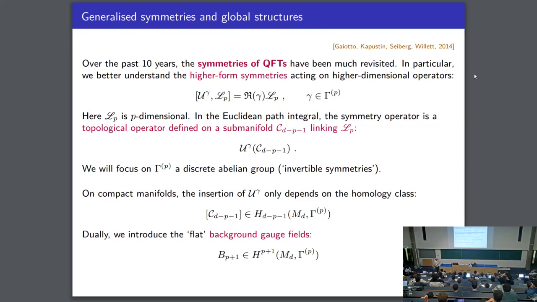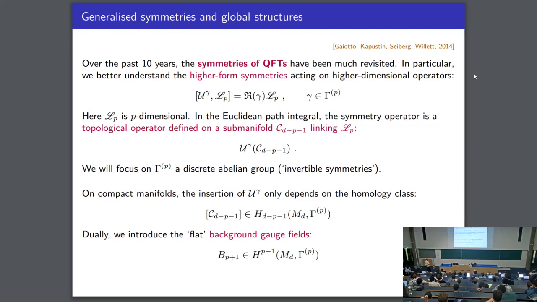In the Euclidean path integral formalism, you think of an operator, a point or a line, and then a manifold that links this object, the manifold on which the topological operator is supported, and the fact that this is topological is the fact that this is really a conserved symmetry. And I will focus on symmetries which are indexed by discrete abelian groups, so-called invertible symmetries, in this talk.